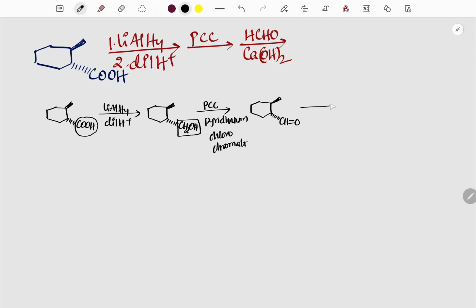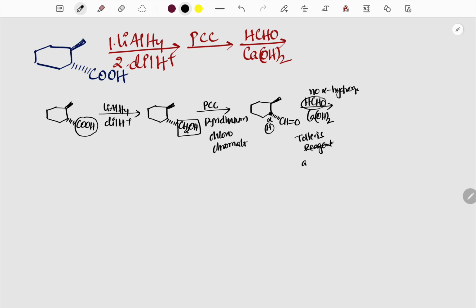Now this aldehyde is treated with formaldehyde and calcium hydroxide base. And here the aldehyde has an alpha carbon, alpha hydrogen, and the formaldehyde has no alpha hydrogen. And that too we are using formaldehyde. So immediately we have to remember the reaction: the Tollens reaction.